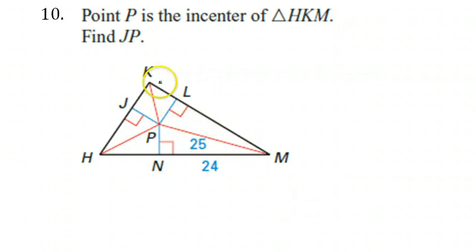Okay, this is similar. I won't draw the circle this time. Just imagine the circle right here touching the sides. These three blue lines, they are all the same, because this is the incenter. We're supposed to find JP. JP is this blue line, but all three of these distances are the same. So if we find one, we find them all.